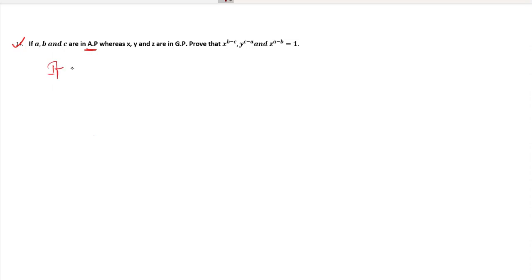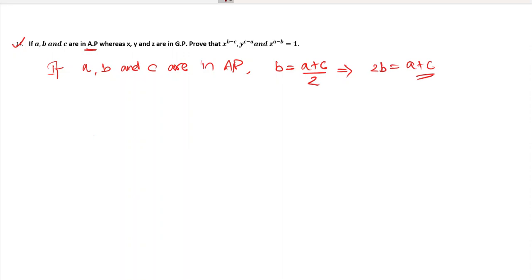If A, B, and C are in AP, then B is equal to (A plus C) divided by 2, which implies 2B is equal to A plus C. So that's one relation between A, B, and C which we can get.